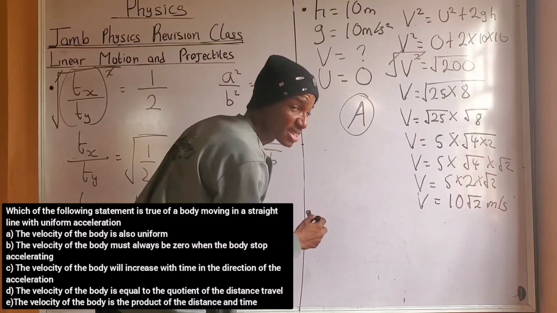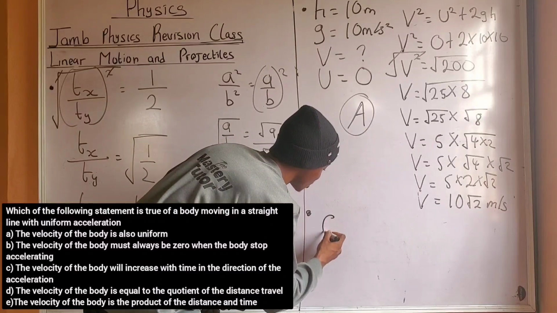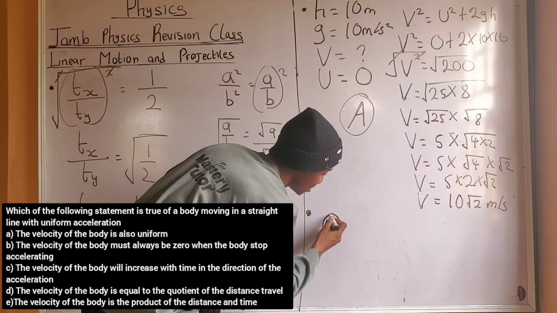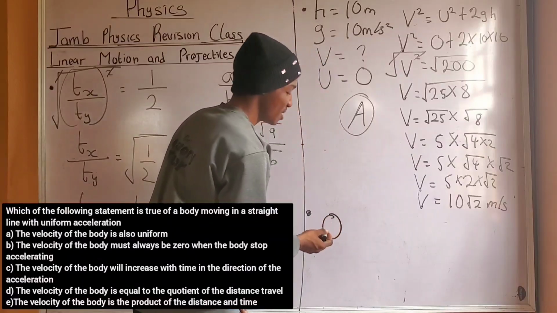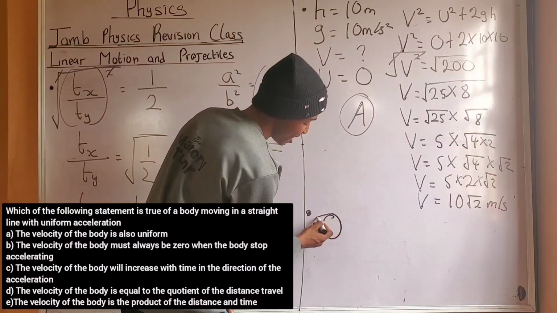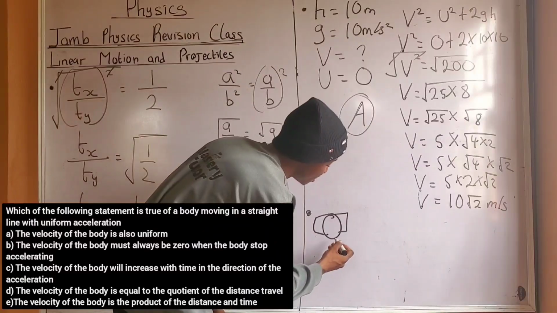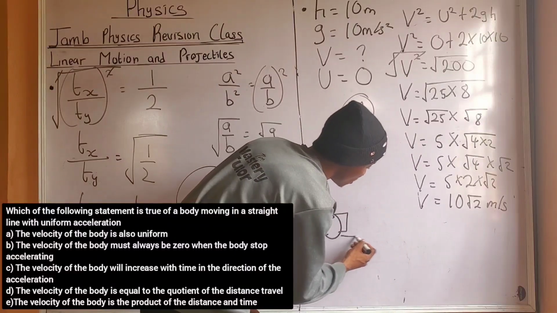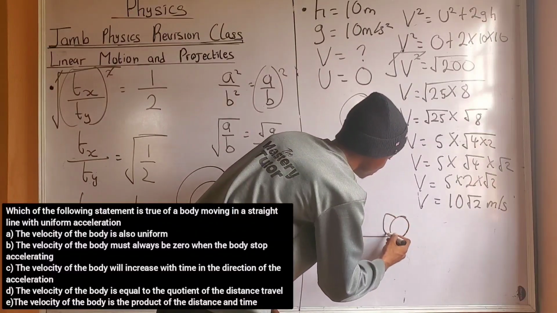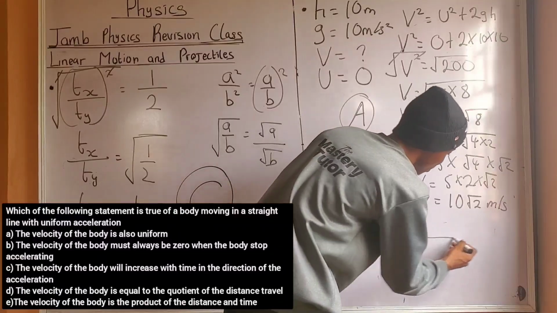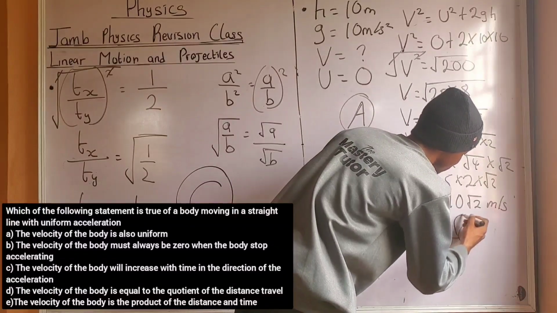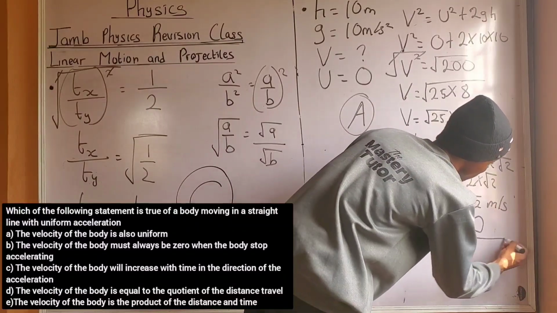Please pay attention. Let's say we have a ball, or maybe let me call this a car. Let's say this is a car. The car moves from this point to this point, and it also moves from this point to another point, and also from this point to another point.